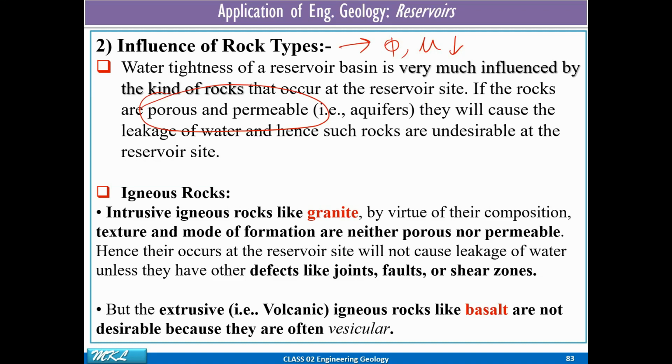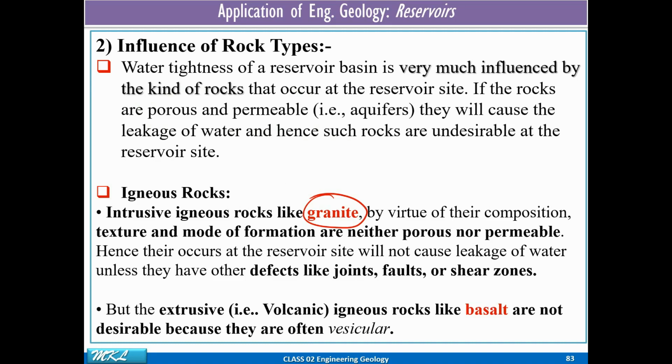So porosity and permeability किसका काम होता है? Igneous rock and metamorphic rock. These are the two favorable rock types in reservoir construction. So in case of igneous rock, the intrusive igneous rock like granite is always good enough for the dam construction, for the reservoir construction, provided they have not experienced any weathering, or severe weathering or severe fracturing.